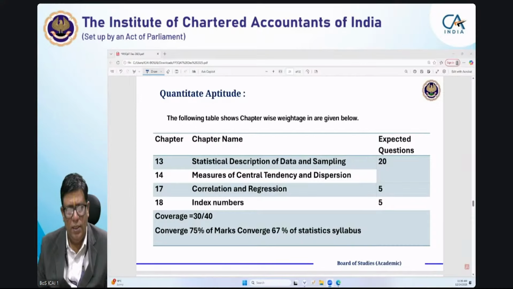Let us see the quantitative aptitude. Now I move to the chapter-wise weightage given below, and statistical description of data.